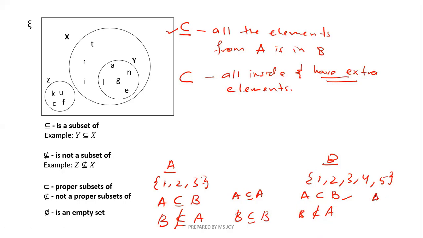I cannot say that A is a proper subset of A. Why? I know that 1, 2, 3 is inside of A. But what is the criteria of proper subset? Must have extra. Do they have extra or not? No. So this is not a proper subset. And then I also can say that B is not a proper subset of B. Why? I know that 1, 2, 3, 4, 5 is inside of B, but B doesn't have extra. So it is not a proper subset.